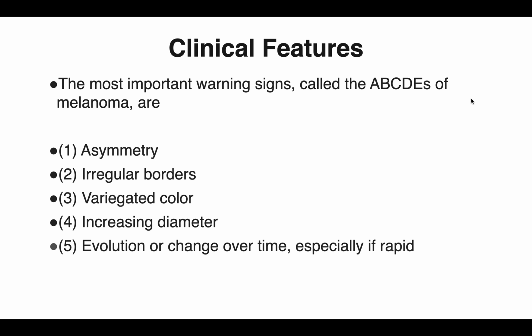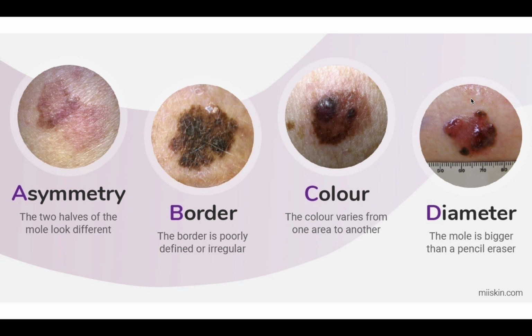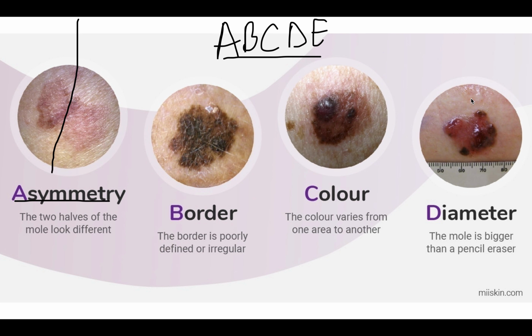Then the clinical features. A person can have a simple mole or a malignant melanoma. So how to differentiate between the two? How to educate a person whether it is a melanoma or a benign nevus? In case of melanoma, there are some signs known as the A, B, C, D, E signs of melanoma. First is asymmetry. If you draw a line through the mole, the two halves of the mole look different. So if two halves of the mole look different, that is asymmetry.